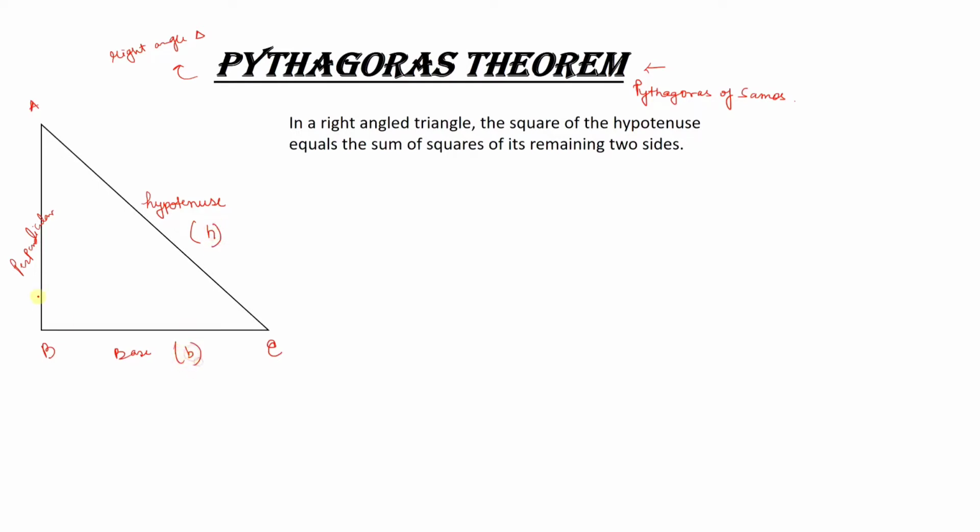According to Pythagoras theorem, the square of hypotenuse is equal to the sum of squares of its remaining two sides. Means hypotenuse square is equal to perpendicular square plus base square. This is the mathematical form of the Pythagoras theorem. Based on this formula, you have to solve the next exercise, that is exercise 18b. So let us start solving the exercises.